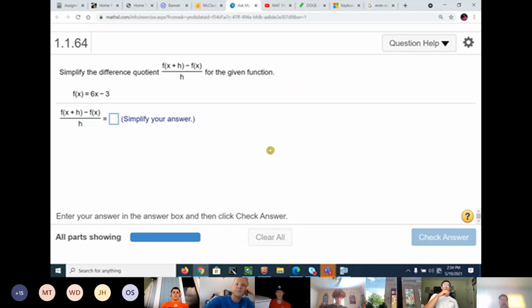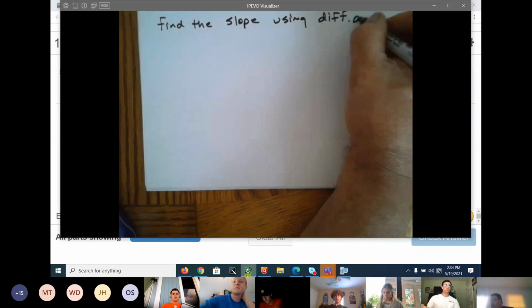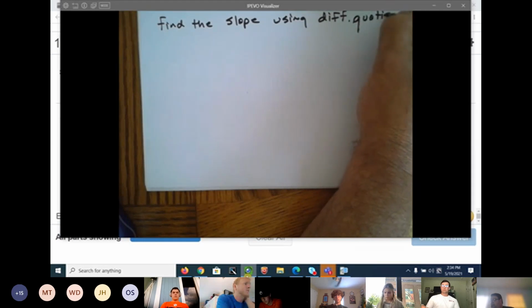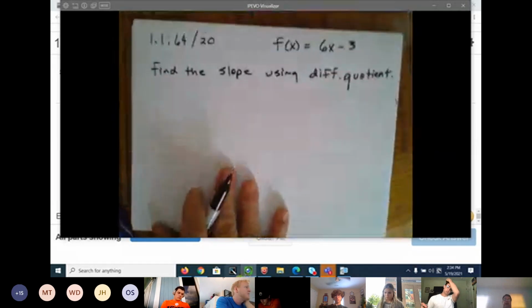They give you a function. f of x is equal to 6x minus 3. And they want you to find the slope using the difference quotient. That's what you're doing. Find the slope using the difference quotient. I don't know what the abbreviation for quotient is. I hope I spell it right, but there it is.